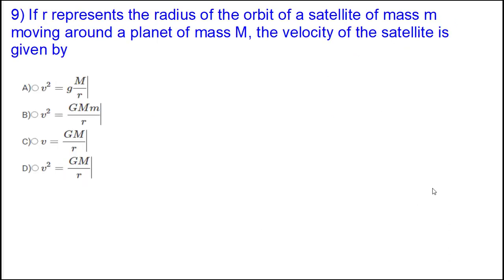Next we come to question number 9, the last of this session. If R represents the radius of the orbit of a satellite of mass m moving around a planet of mass capital M, the velocity of satellite is given by. So we are given 4 options.